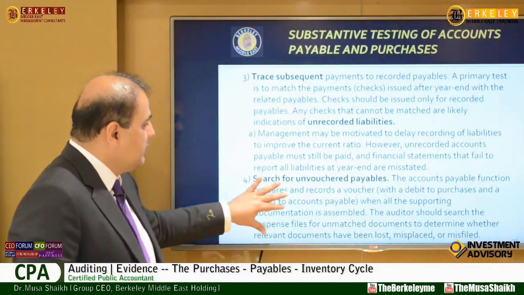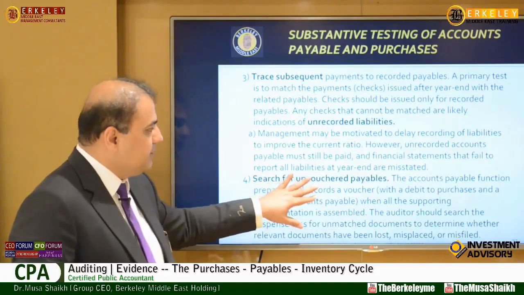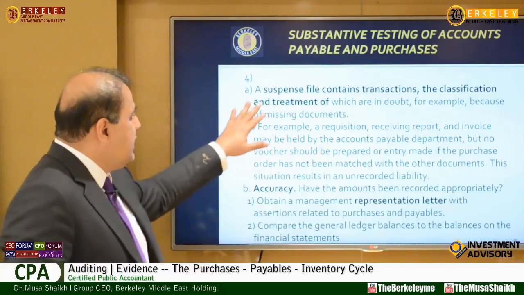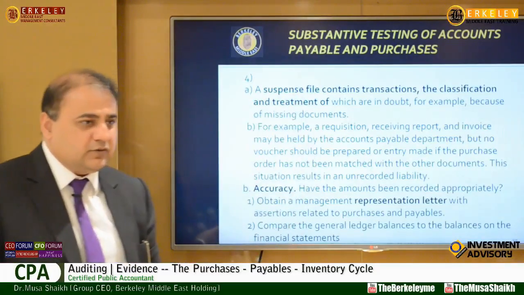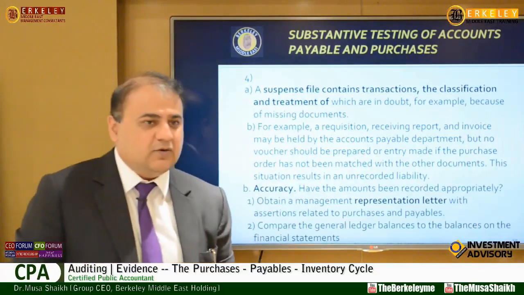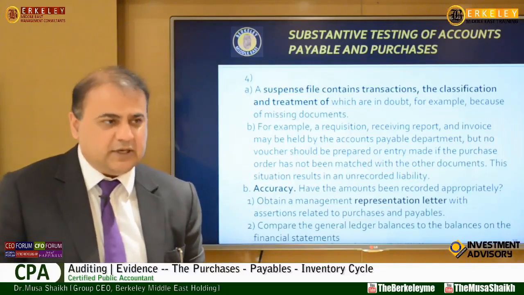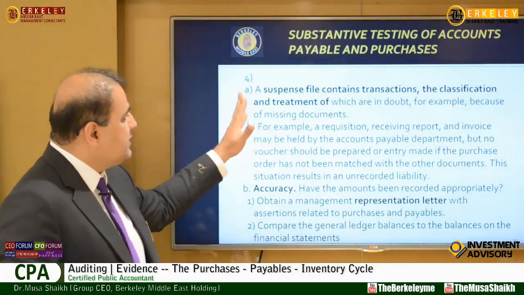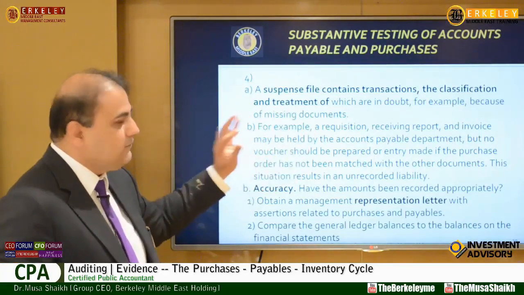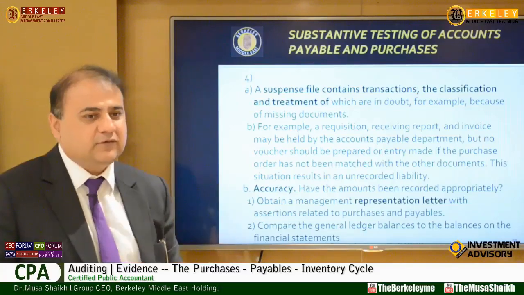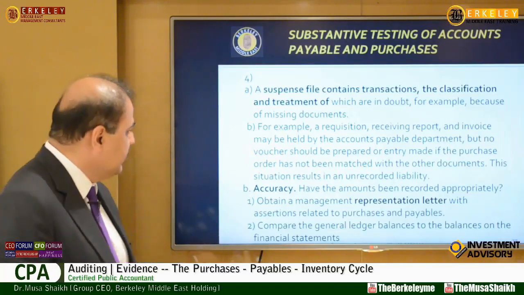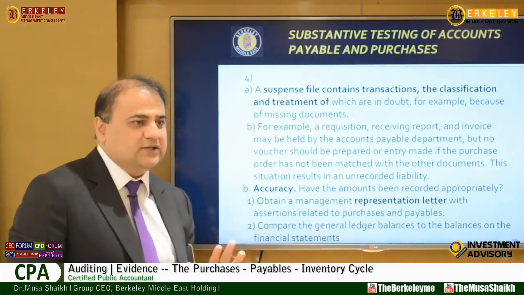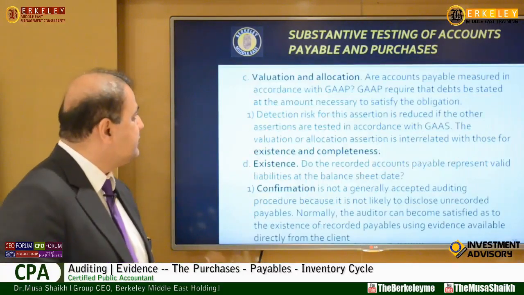You can search for unvouchered payables, those which do not have supporting documents. There might be a suspense account. Sometimes we have a suspense account, which means the transaction is not clear. So the suspense file contains transactions, classification and treatment which are in doubt. So this is a very important file and you have to look into it in more minute detail. You will check the accuracy, and for anything you will ask for a management representation letter.